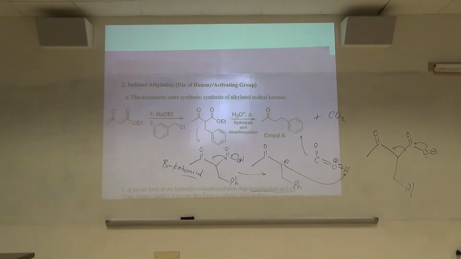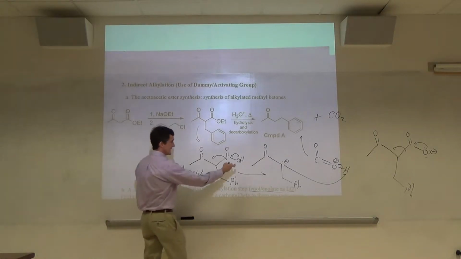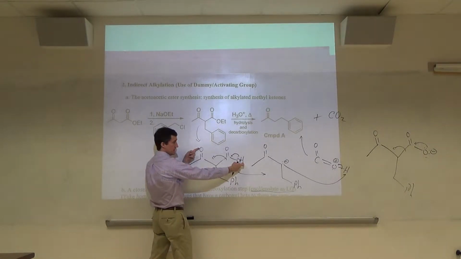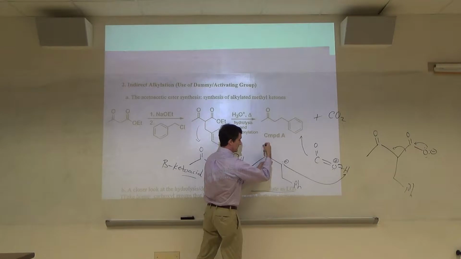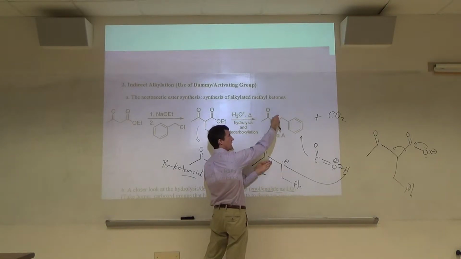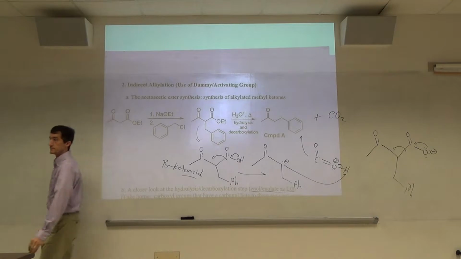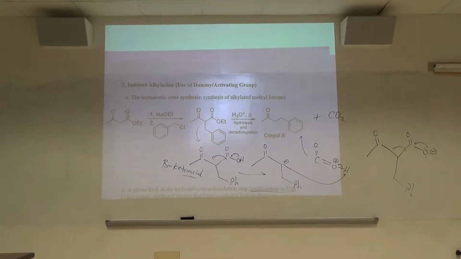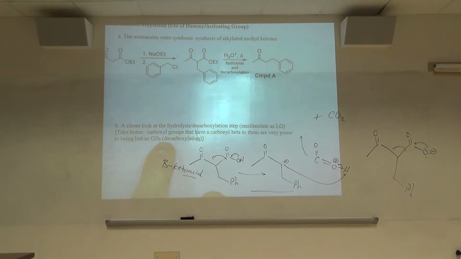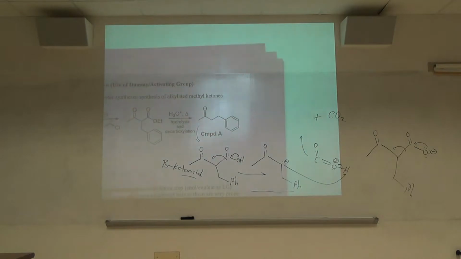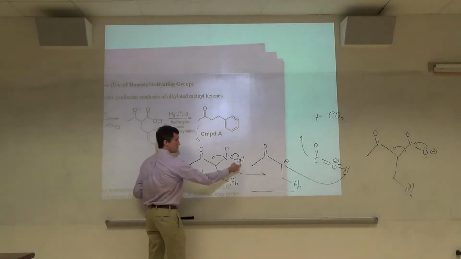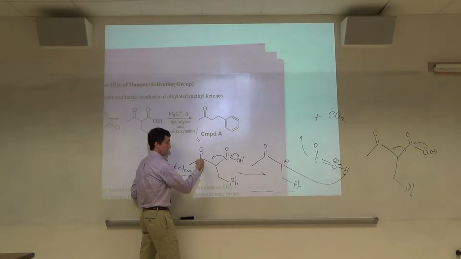You can look in your book for more discussion of this. There's actually a transition state you could show where this H is actually taken by that oxygen. And what you get first is an enol with the H on the oxygen, but then the enol tautomerizes to the ketone. You can look in your book. The take-home message here: carboxyl groups that have a carbonyl beta to them are very prone to being lost as CO2. Carboxyl groups that what? Have a carbonyl beta. Does this carboxyl group have a carbonyl beta? Yeah.